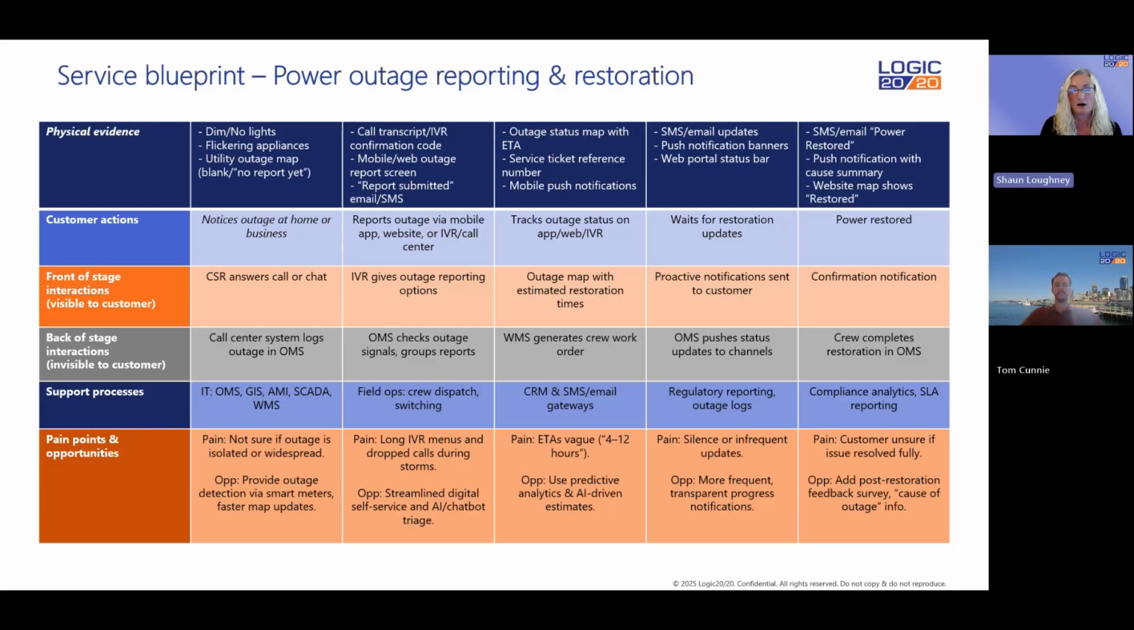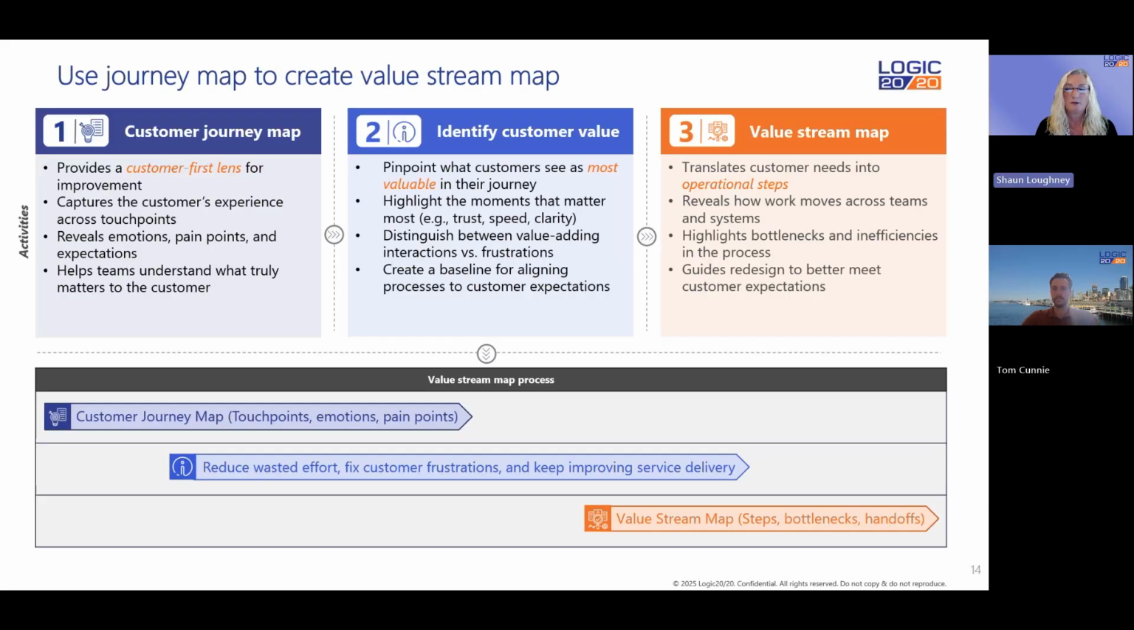Once we've aligned our service blueprint to the actual operational processes, then it makes sense that we can go to a value stream map. The journey map reveals what matters. Value stream maps show how to deliver it. The customer journey map provides a customer-first lens for improvement. It captures the customer experience across touch points and reveals emotion, pain points, and expectation. It helps the teams understand what truly matters to the customer.